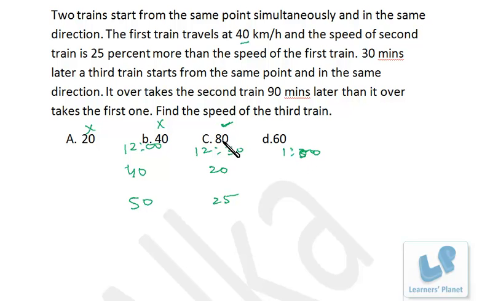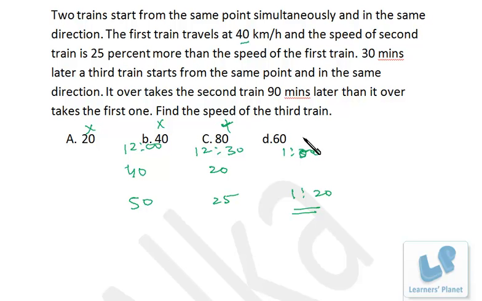Similarly, if the speed of the third train is 80 km per hour and the speed of the second train is 50, the gaining speed of this train is 30. Now it has to gain 25 km, gaining speed is 30, so it will take 25 by 30, that is 5 by 6 hours, or we can say 50 minutes. So after 12:30, 50 minutes, that means 1:20. So the difference between these two is just 20 minutes, but we want it to be 90. So obviously 80 is also ruled out.